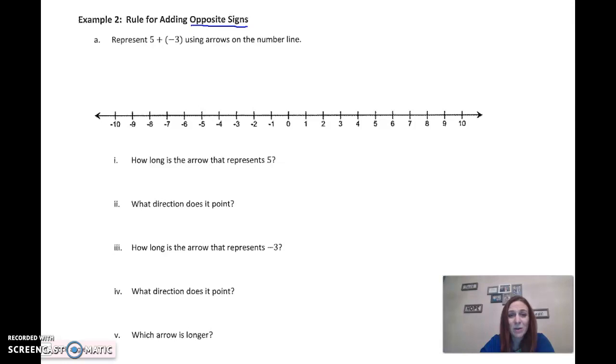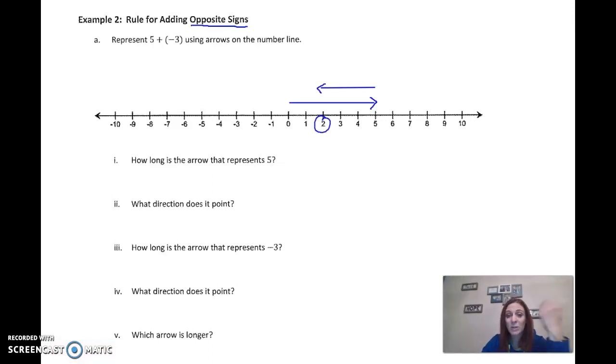So if we go from 0 to 5, I'm going 1, 2, 3, 4, 5 units to the right. And then this -3 tells me I'm going to move 3 units to the left because it's a negative. So I'm going to go here, 1, 2, 3. And I end up at 2.